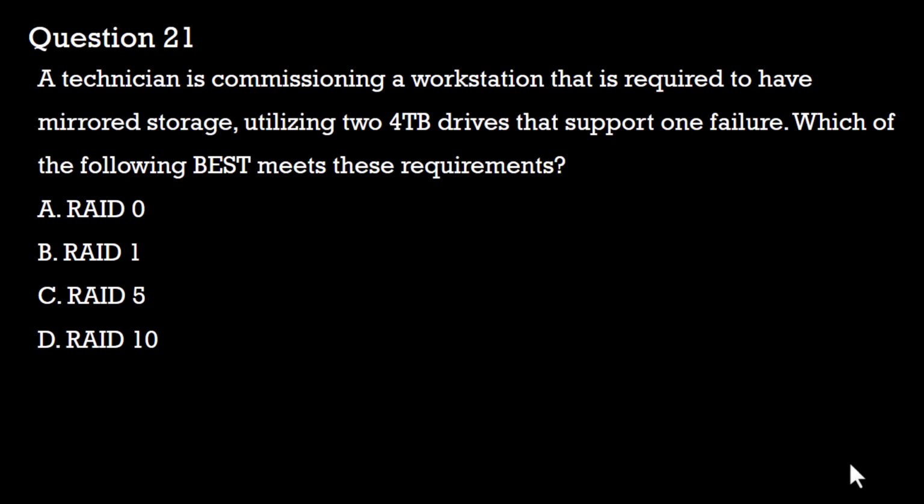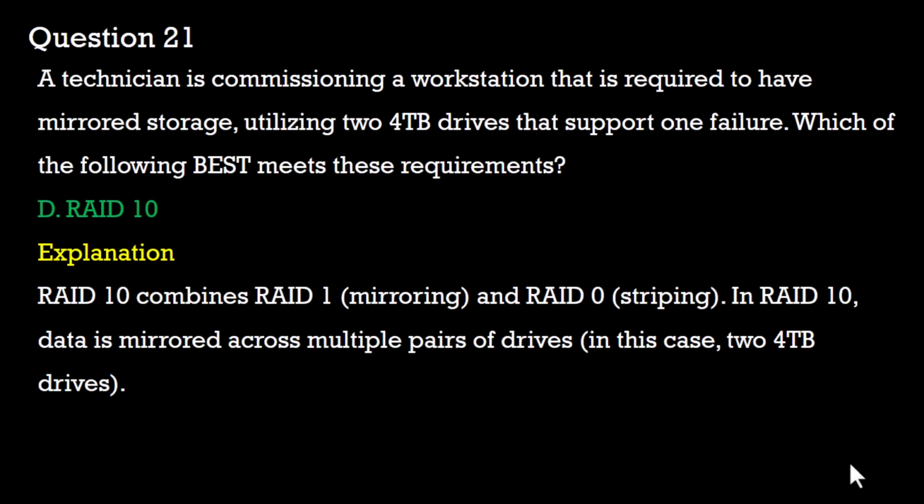RAID 0 provides striping without redundancy, however it does not meet the requirements for mirrored storage with fault tolerance. RAID 1 mirrors data across 2 drives, providing redundancy, however it does not offer striping for increased performance. RAID 5 uses striping with parity distributed across all drives, and while it can tolerate the failure of one drive, it does not provide mirrored storage. RAID 10 combines RAID 1 mirroring and RAID 0 striping. So we'll be going with option D.